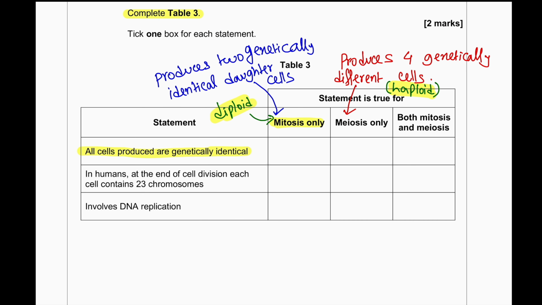So in mitosis, it is correct. In meiosis, it's not correct. And this statement is not applicable to both meiosis and mitosis. You just have to tick the correct boxes. In humans, at the end of cell division, each cell contains 23 chromosomes. Because meiosis produces haploid cells, only in meiosis will we have 23 chromosomes at the end. Involves DNA replication: both mitosis and meiosis involve DNA replication.